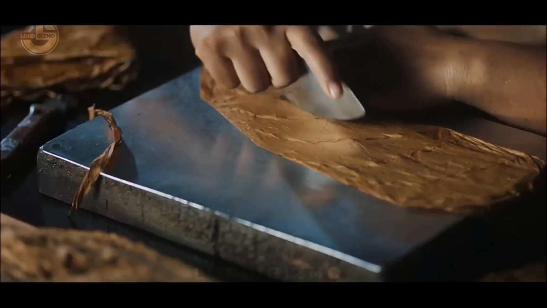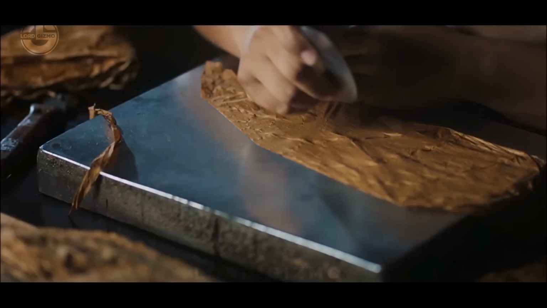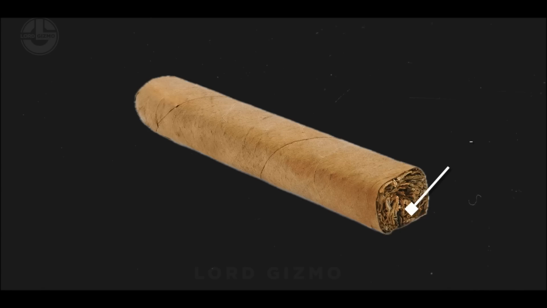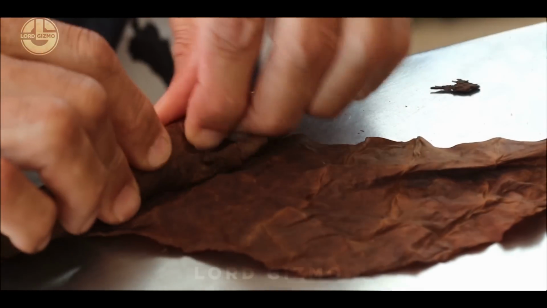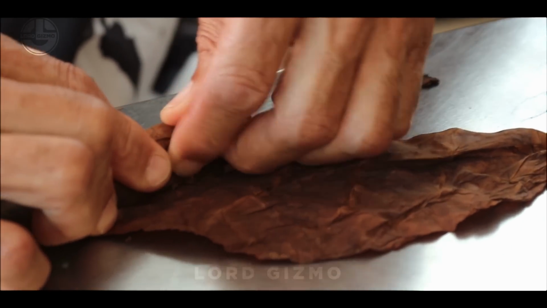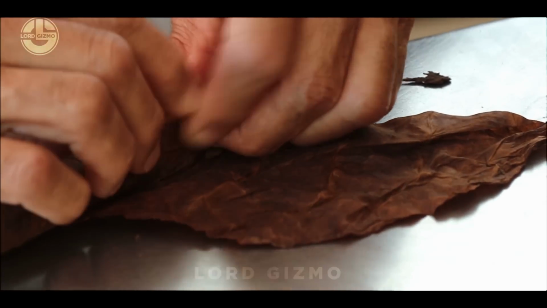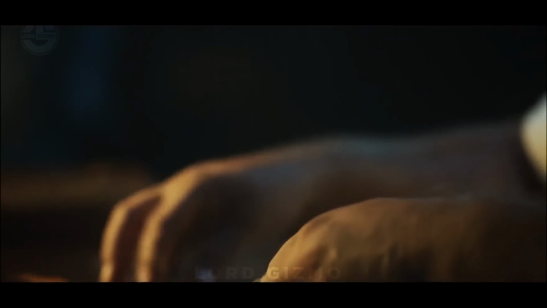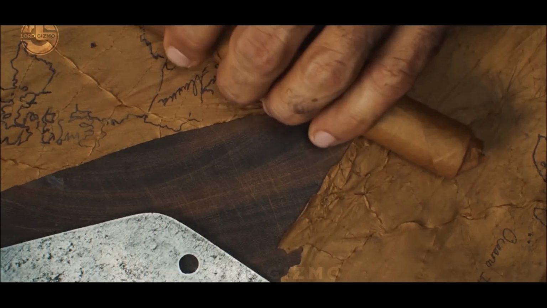Expert hands are required to wrap and bind these leaves in order to make cigars. A cigar consists of three components: filler, binder, and wrapper. The filler is the inner part of the cigar, made from a blend of various tobacco leaves, usually including volado, seco, and ligero. The filler contributes to the cigar's strength and flavor complexity.